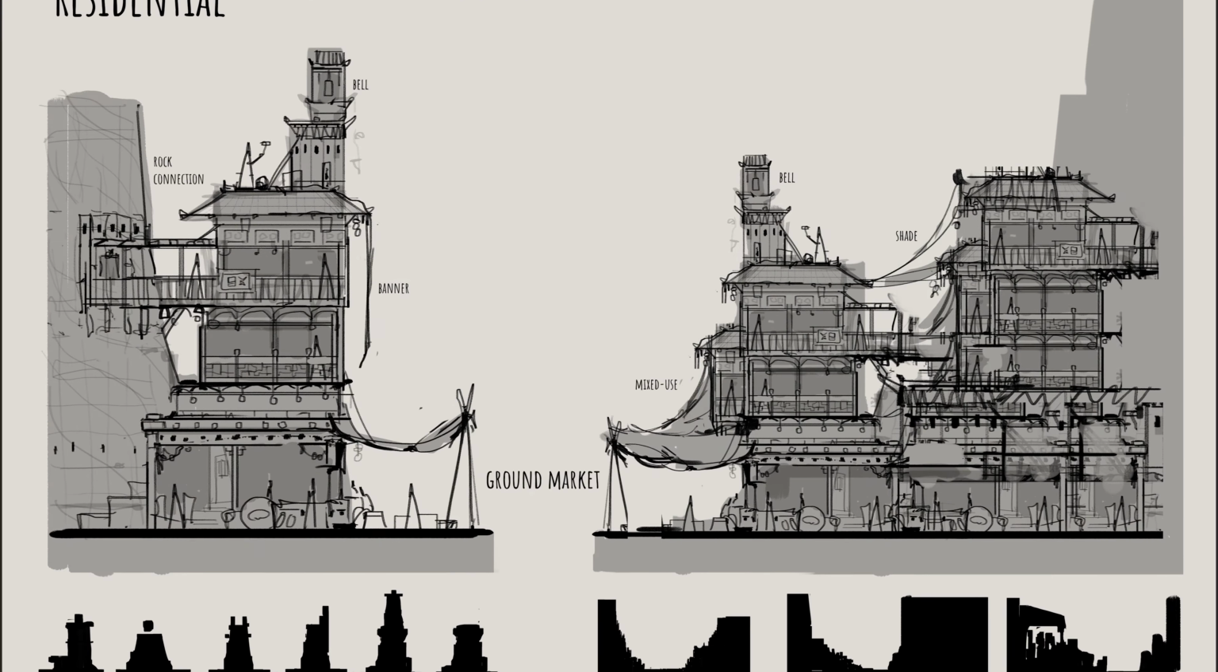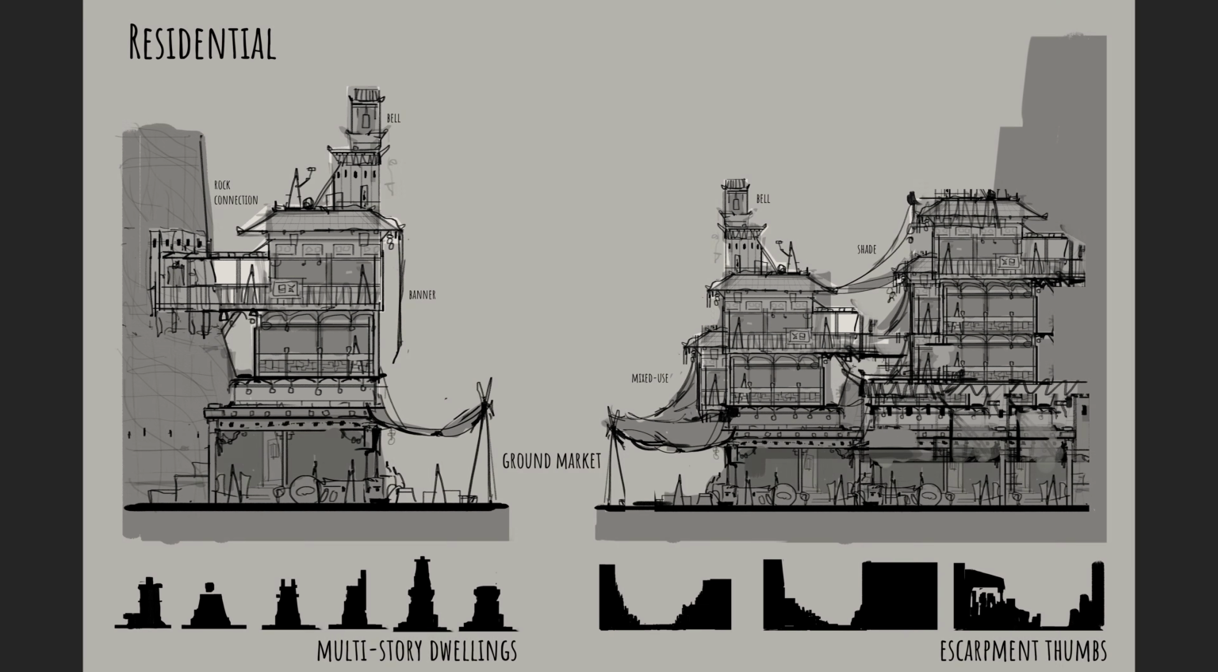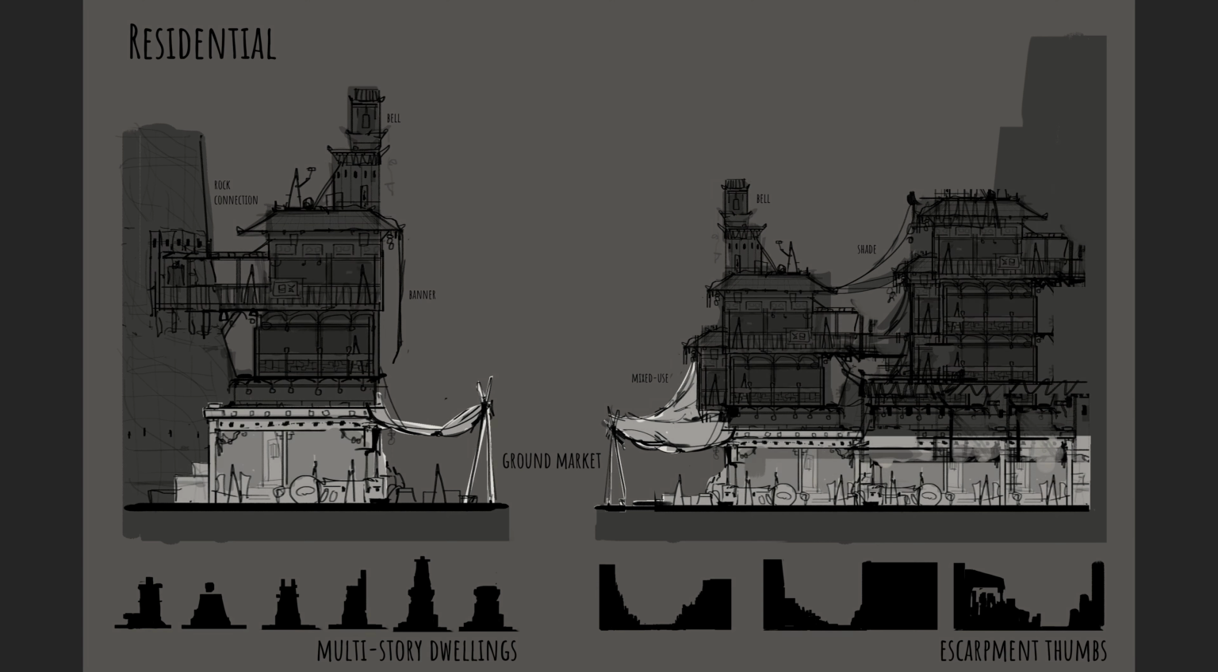So now we're at the residential ward. Here are some buildings in the residential ward. The fisher folk live on the top and the bottom is a marketplace. And so out of all these designs, which one do you think I chose to go forward with?